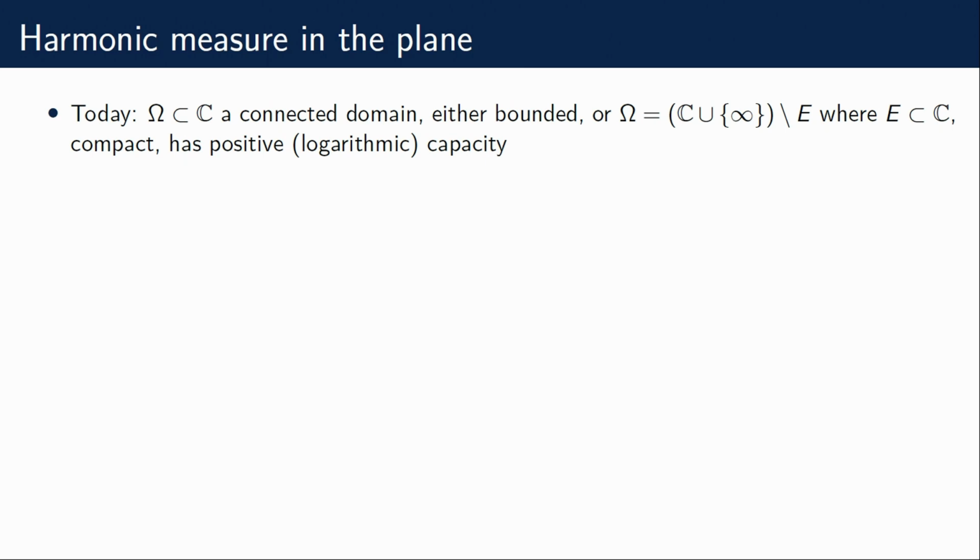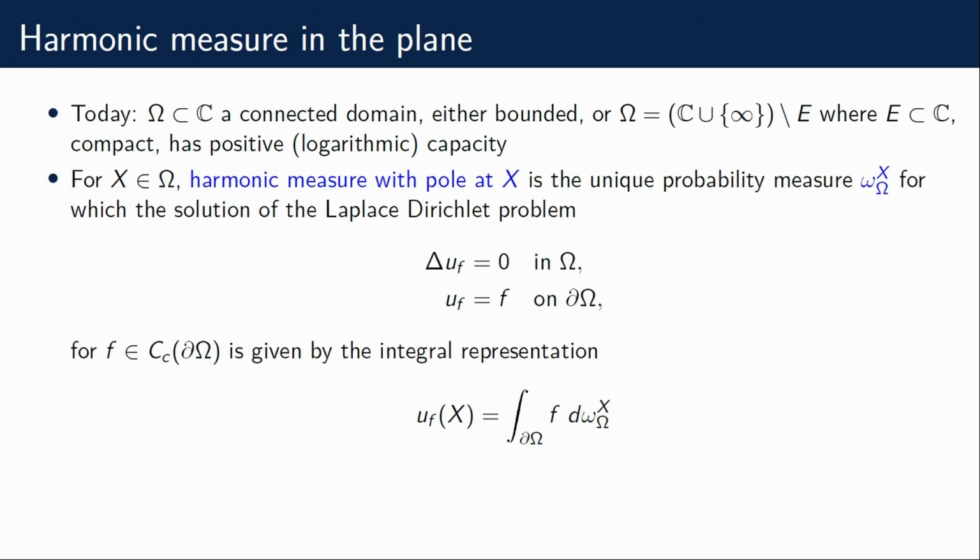And in that case, we also assume that E has positive capacity, which just means that it gets seen by harmonic functions. And in this case, we can define an object called harmonic measure. So if you fix any pole x in the domain, harmonic measure with pole at x is a probability measure. I'll denote it by omega. It depends on the pole and the domain.